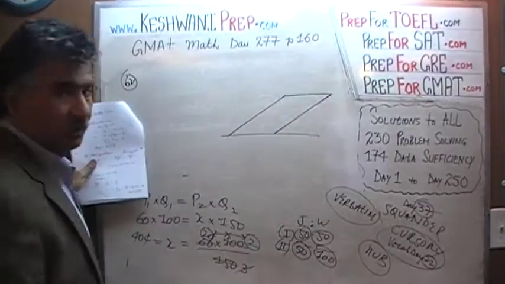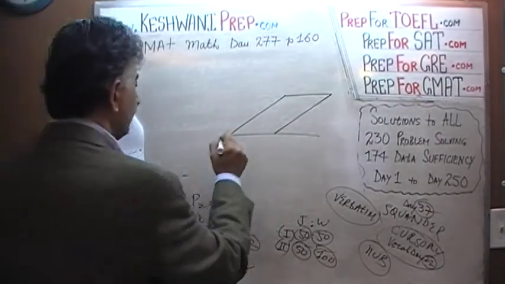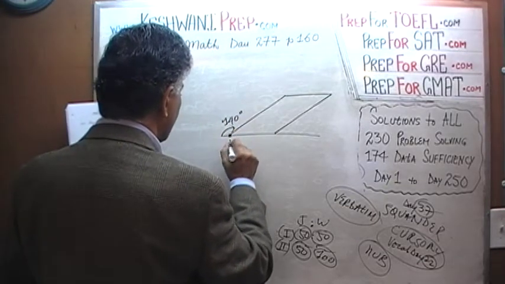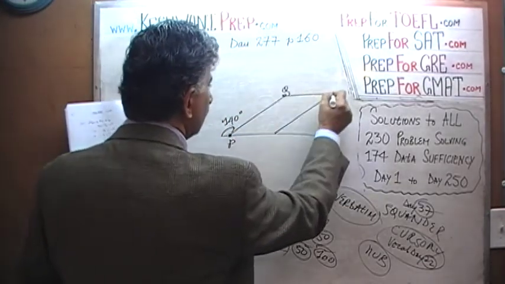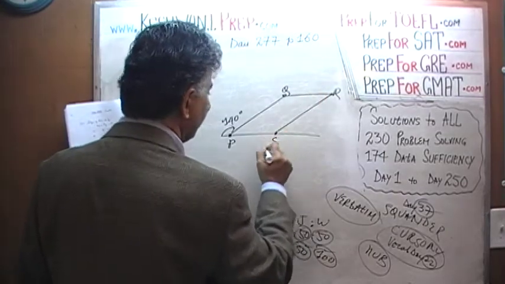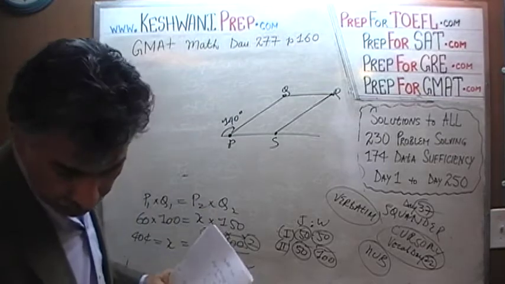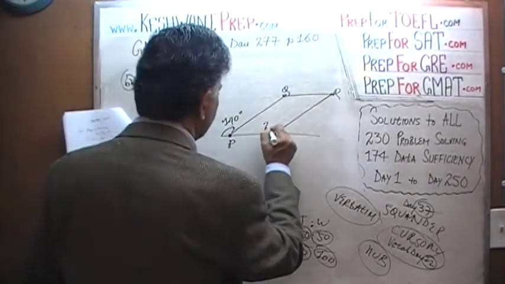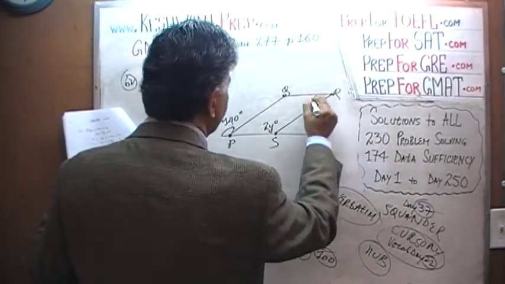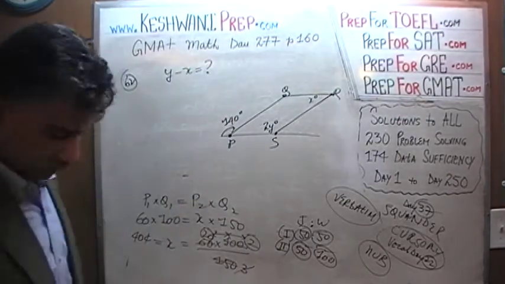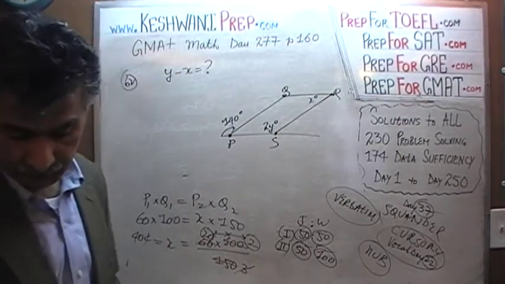But there is not much here to do. It's a parallelogram. We are told that this angle right here is 140 degrees. They're calling this parallelogram P, Q, R, S. This angle inside here is 2y degrees, and this is x degrees. The question simply is, how much is y minus x? So we have to figure out the value of y, the value of x, and then take the difference.